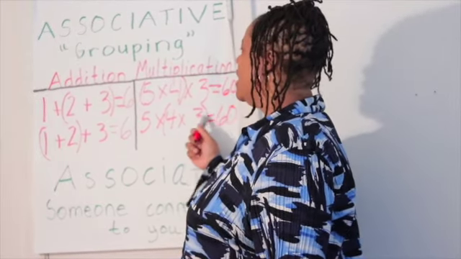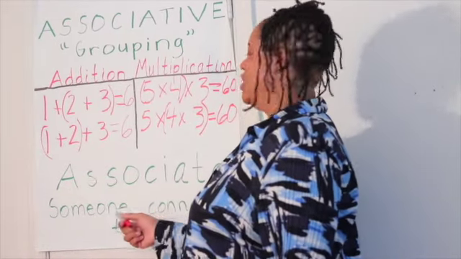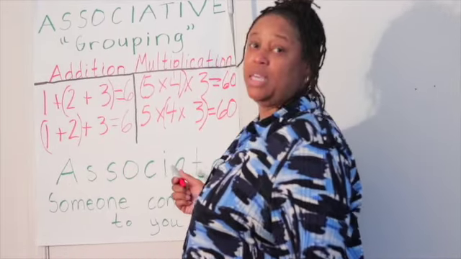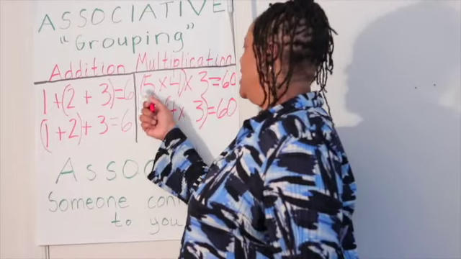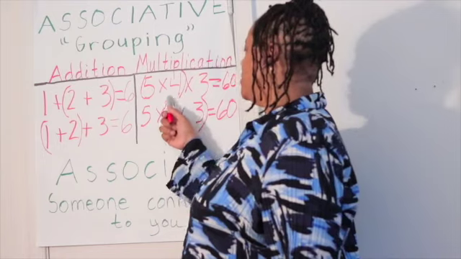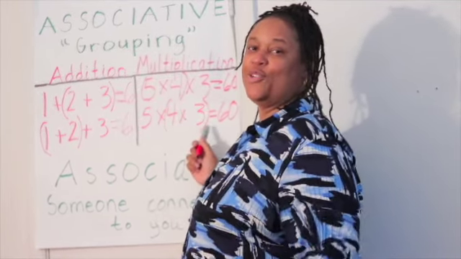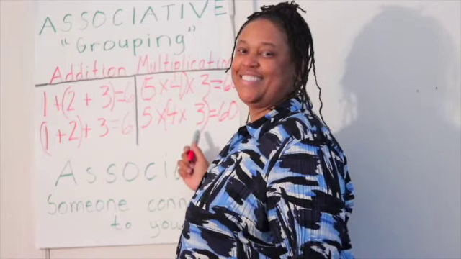So when you think of associative property, think of the root word associate, which means someone or something connected to you. These are connected by parentheses, and in this problem, 4 and 3 are connected by parentheses. Don't forget your associative property.